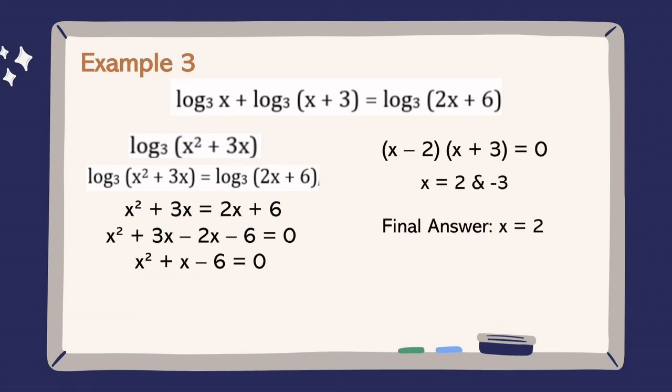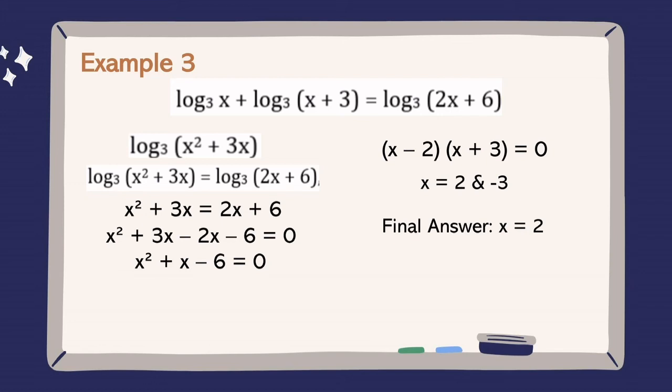For our third example, we have to solve the equation log base 3 of x plus log base 3 of (x plus 3) is equal to log base 3 of (2x plus 6). So let us solve. First we express the logarithms as a single logarithm, giving us log base 3 of (x squared plus 3x). Now the equation is log base 3 of (x squared plus 3x) is equal to log base 3 of (2x plus 6).